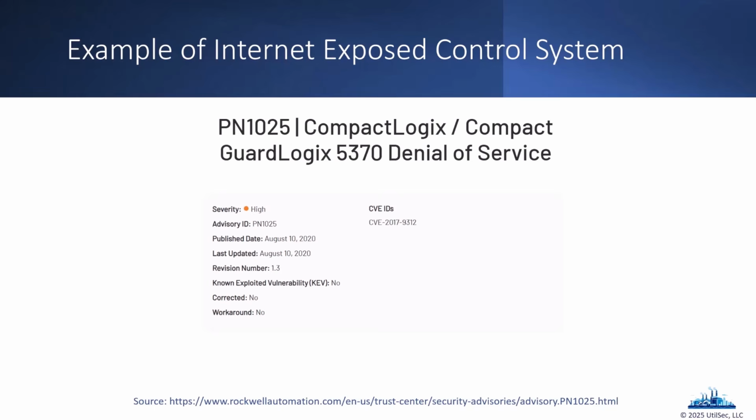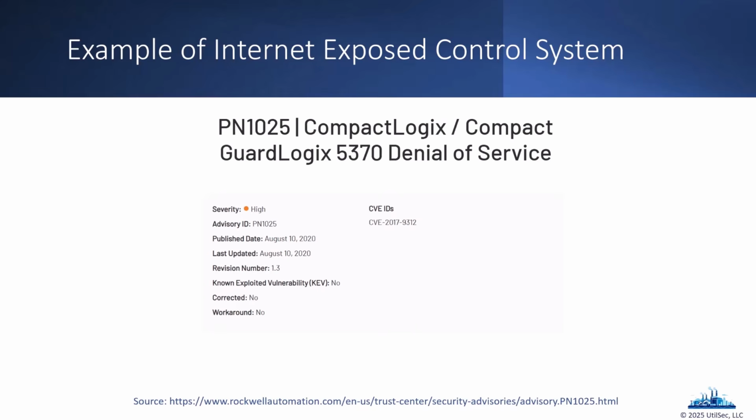Now, if I do understand a type of asset or a piece of software or firmware that's running, and I have the version information, that's where we can use tools like Google, or the ICS advisory project that Dan Ritchie runs, to do a lookup to see, hey, are there any known vulnerabilities associated with this system?